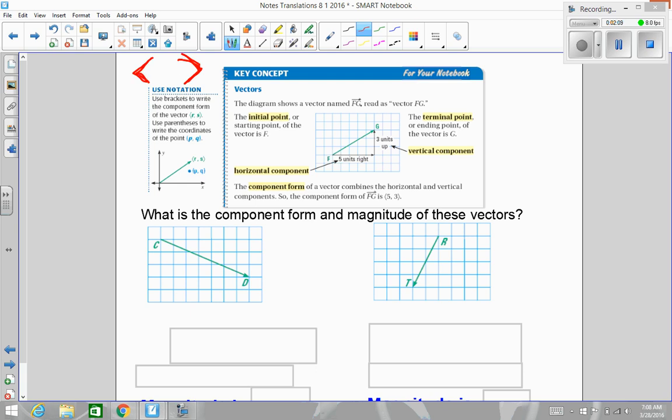All right. And so vectors have what's called a component form, which is the way we write them. A vector's component form has a horizontal component and a vertical component. And so this vector has a horizontal component of 5 to the right and 3 up. So that's written like this. The symbol for a vector is like this one, FG, with a half ray over it. It has an initial point, which is a starting point, and a terminal point, which is the ending point.